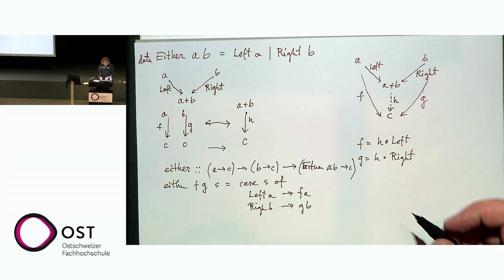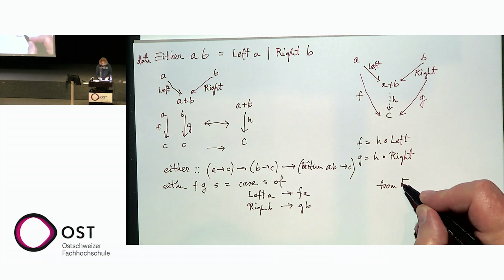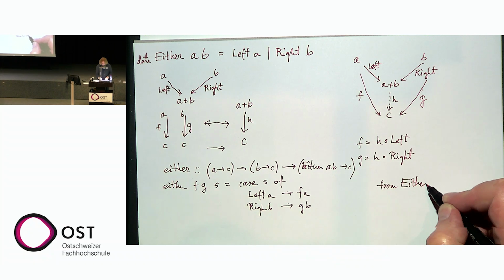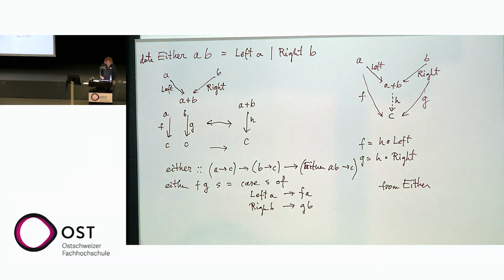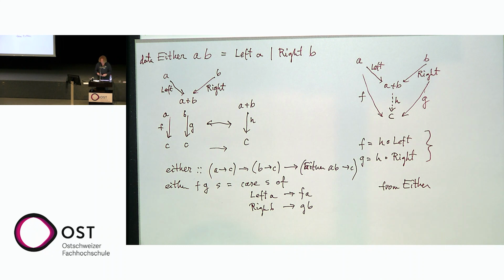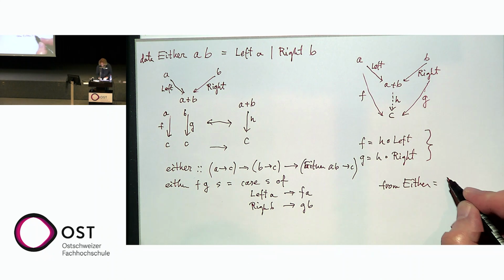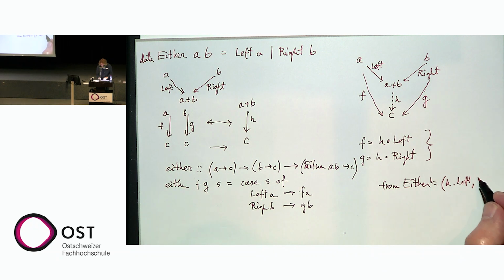And of course there is the other way from either, right? From either would go from H to a pair FG, right? Just using this. And this one is point-free, right? It's actually H dot left, comma, from either acting on H dot right.